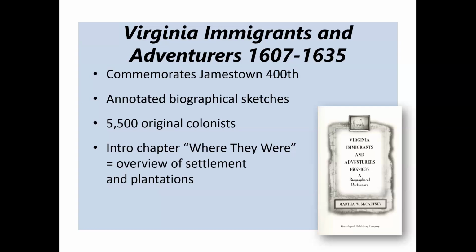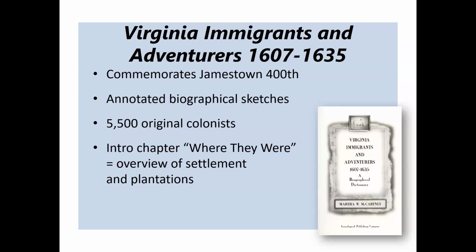The Virginia Immigrants and Adventurers, 1607 to 1635, again, was done at the same time as Adventures of Purse and Person, and for the same reason, to commemorate the 400th anniversary of Jamestown. It annotated the biographical sketches. It identifies 5,500 original colonists, and again, focuses on those super early arrivals.